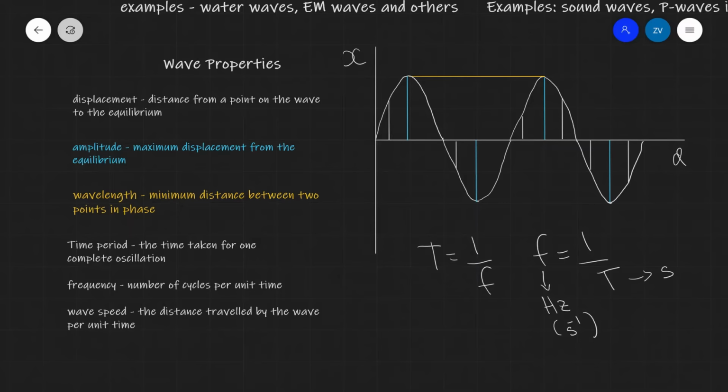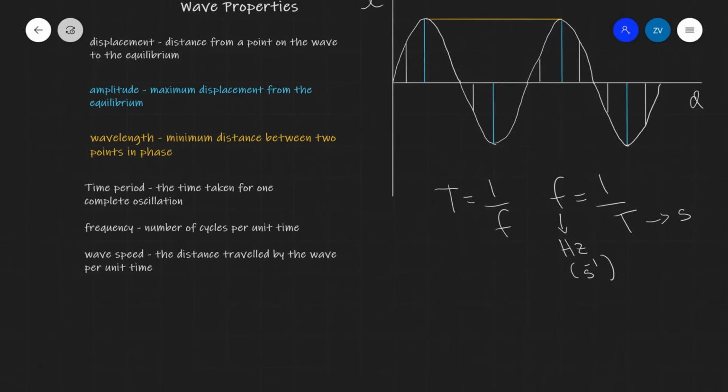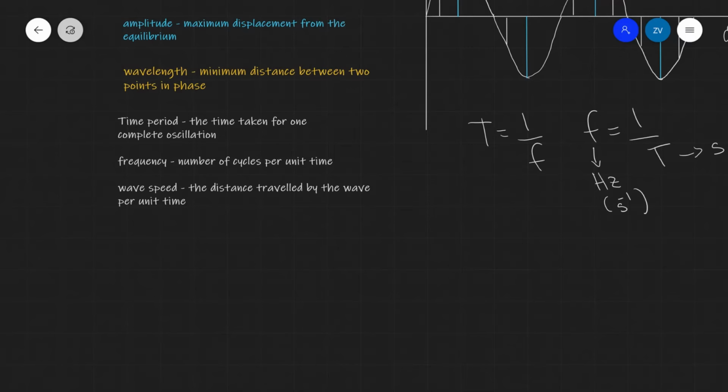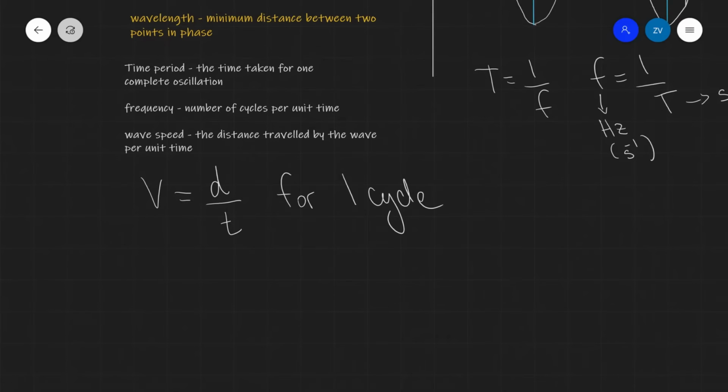The wave speed is defined as the distance traveled by the wave per unit time. Because of that, we can write down that the speed of the wave v is equal to distance over time. Now for one complete cycle, the distance traveled by the wave is actually equal to the wavelength, and the time that's elapsed during that one complete cycle will be equal to the time period. Algebraically, we can write the following equation as lambda times 1 over the time period.